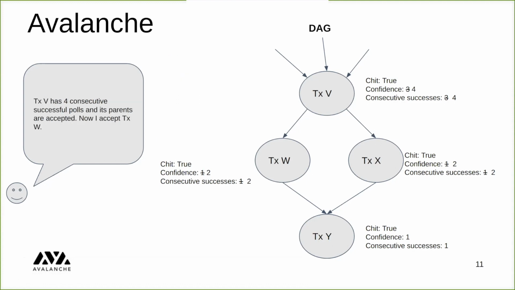Cool. So now, remember that we had beta, the number of consecutive successes required for a decision. We had that set to 4. And now transaction V has 4 consecutive successes, so it's accepted.